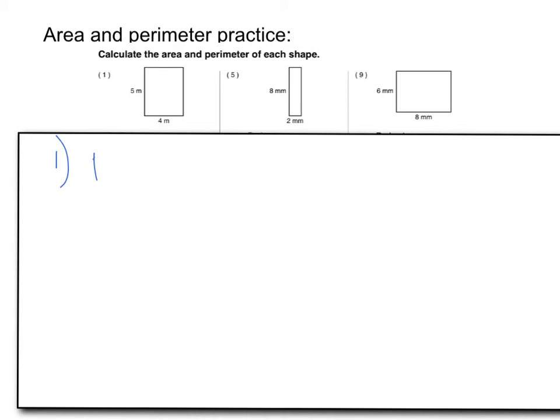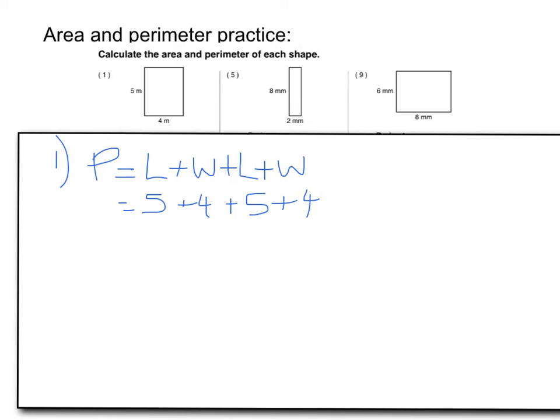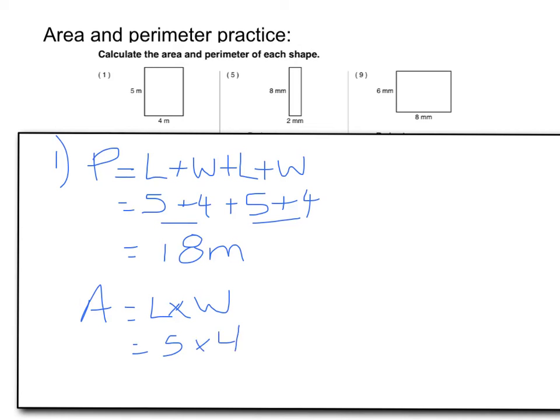We are going to find the perimeter first, and I'm going to go length plus width plus length plus width. So it is 5 plus 4 plus 5 plus 4, which is 9 plus 9, which makes it 18, and the units are meters. Now for the area of this shape, it is length times width. So that would be 5 times 4, which would make it 20 meters squared.